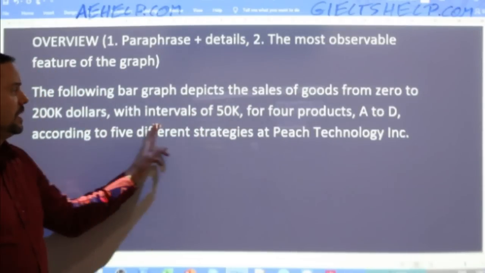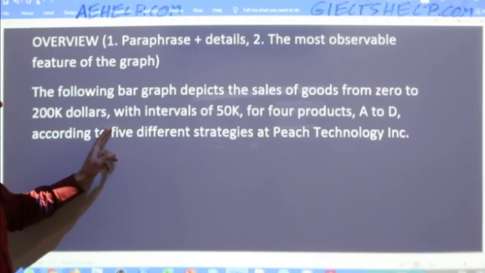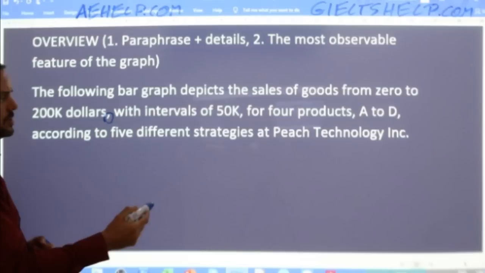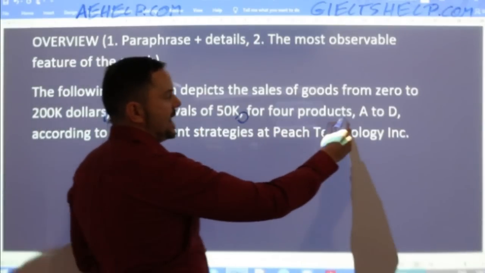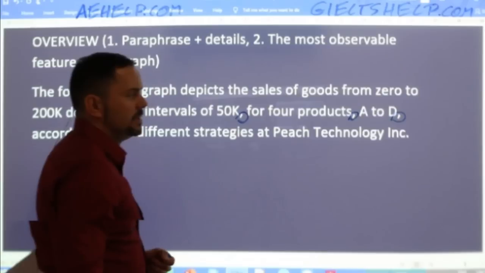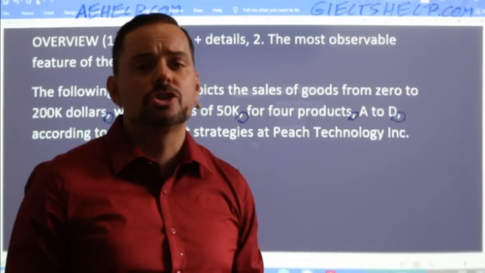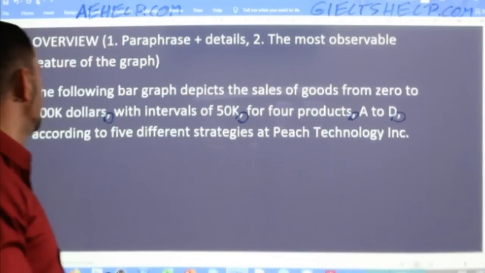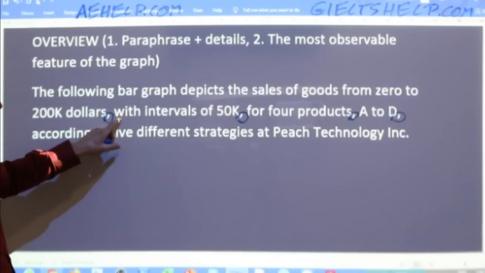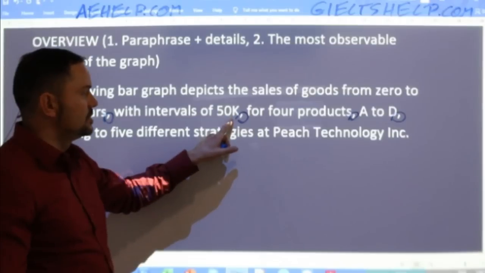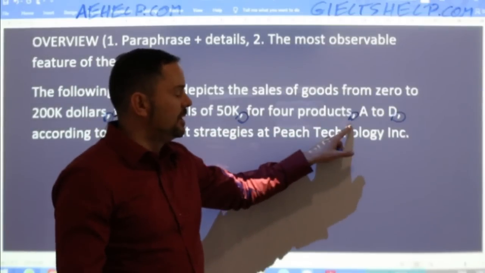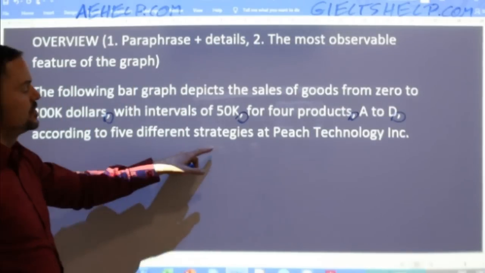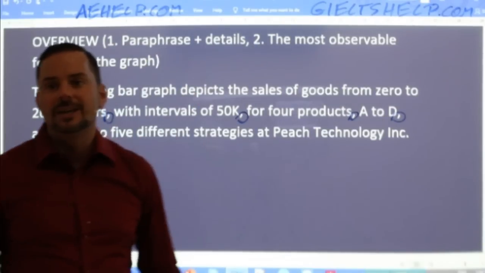Remember this additive descriptive clause. Notice my use of commas, a lot of commas in this sentence. An expository descriptive writing will tend to have a lot of these commas because commas, of course, in punctuation, allow us to give description and definition. So here is $200K, comma, description with intervals of $50K for four products, comma, description, A to D, A, B, C, D, comma, according to five different strategies at Peach Technology Inc.